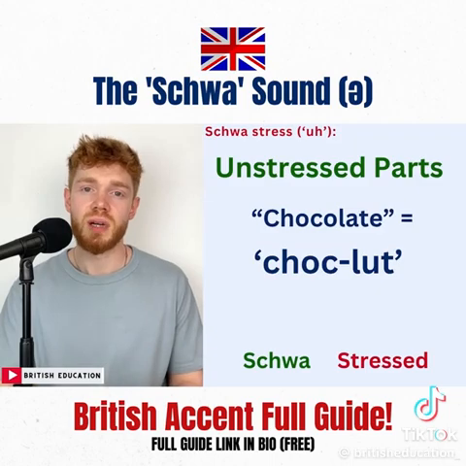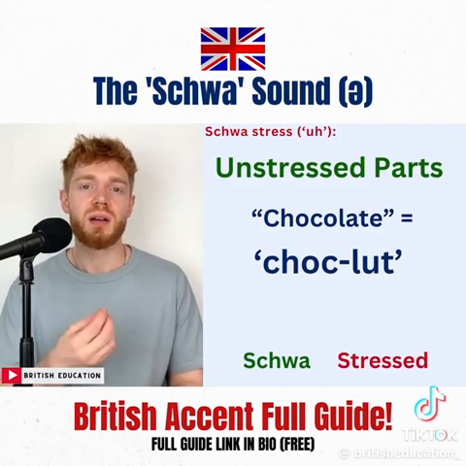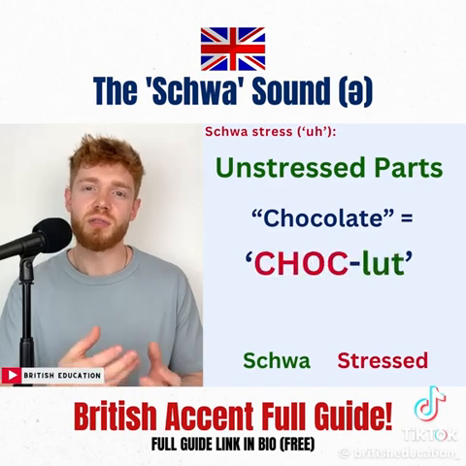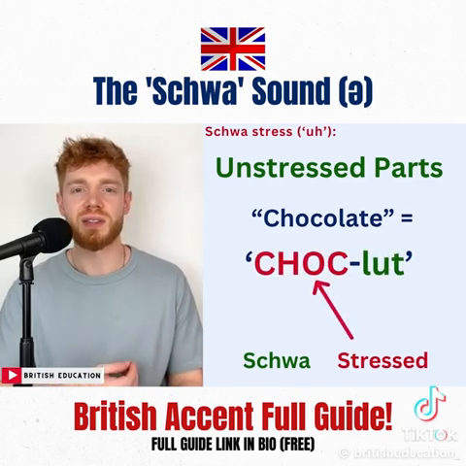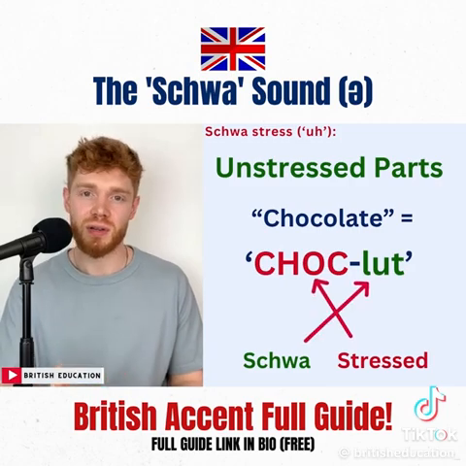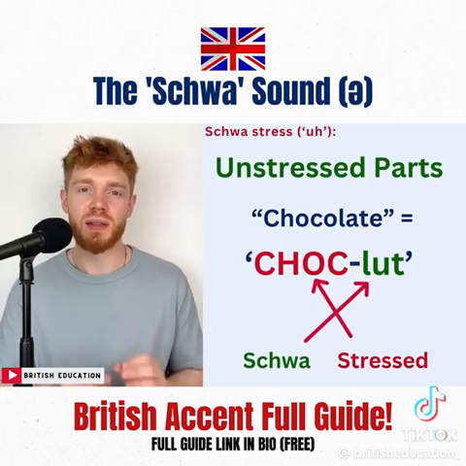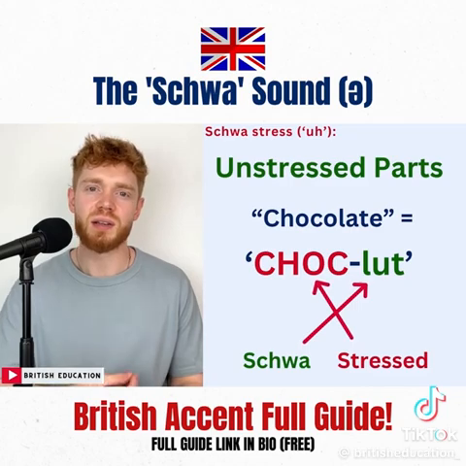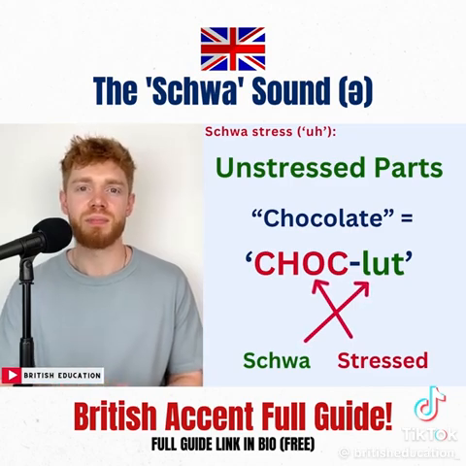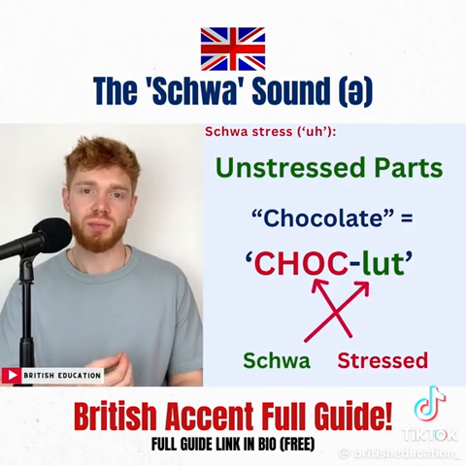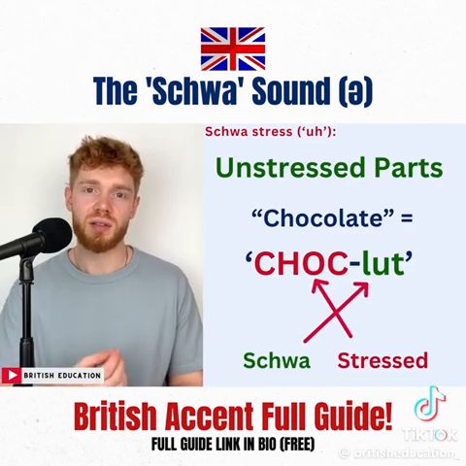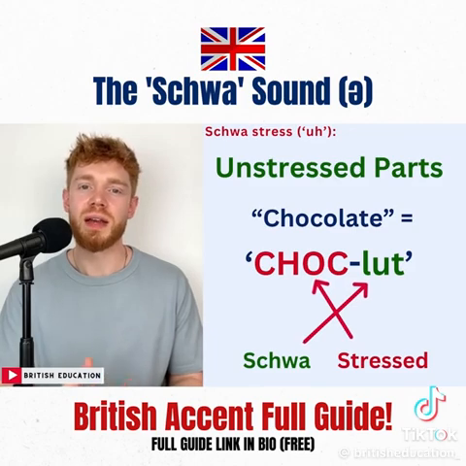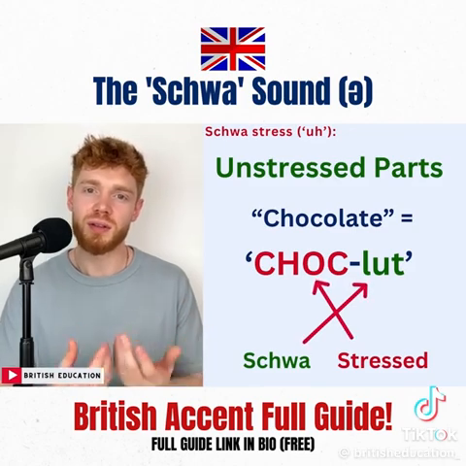Chocolate. So the first part is stressed, choc, and the second part is just a simple schwa sound, chocolate. Now, if you're wondering how you can find the stressed part in a word, simply just say that word slowly and listen out for the part that sounds louder and more clear than the others. So, chocolate. You can hear there's a lot of emphasis on the choc, right?